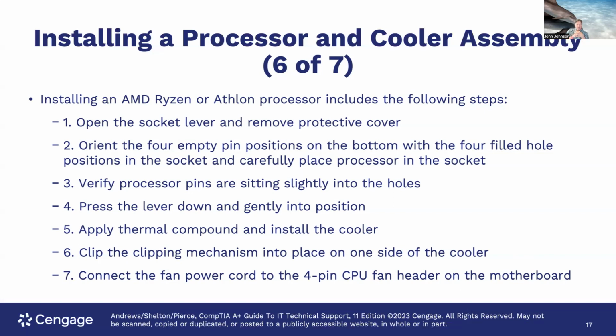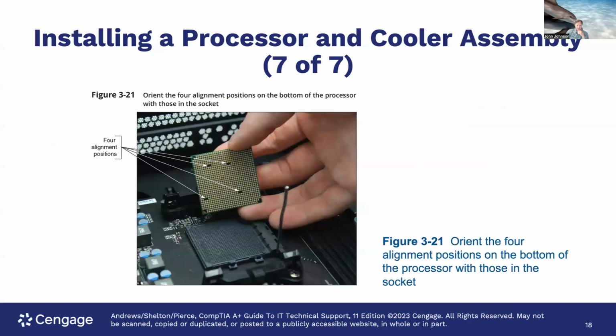You're going to connect the fan power cord to the 4-pin CPU fan header on the motherboard, just like we did previously. And this is what it looks like. You've got 4 notches in here that you've got to line up with the socket. So you line those up and put those in, then you're going to be using your lever and everything. So yeah, just look for the 4 holes right there.